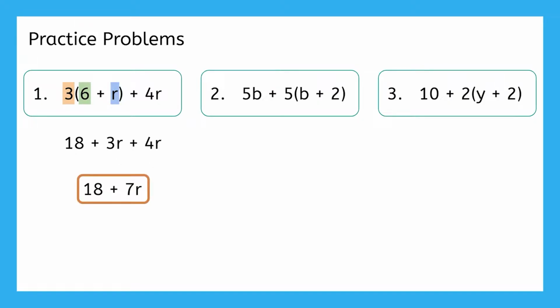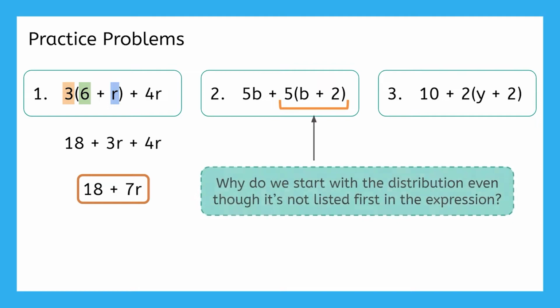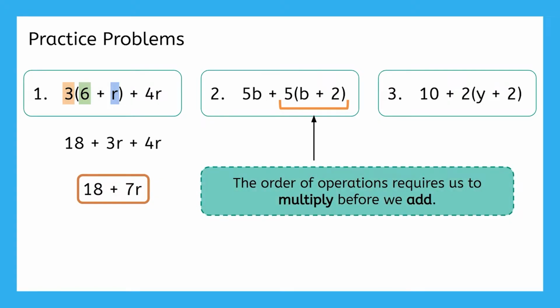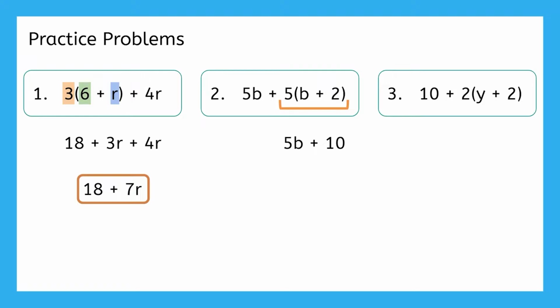In the second expression, we'll start by distributing the 5 to the b and the 2, even though it's not listed first in the expression. Why do you think that is? It all comes back to the order of operations. We have to multiply before we can add. That will give us 5b plus 10, but we can't forget about the first 5b and the plus sign. Combining the like terms, 5b and 5b, will lead us to the final equivalent expression, 10b plus 10.